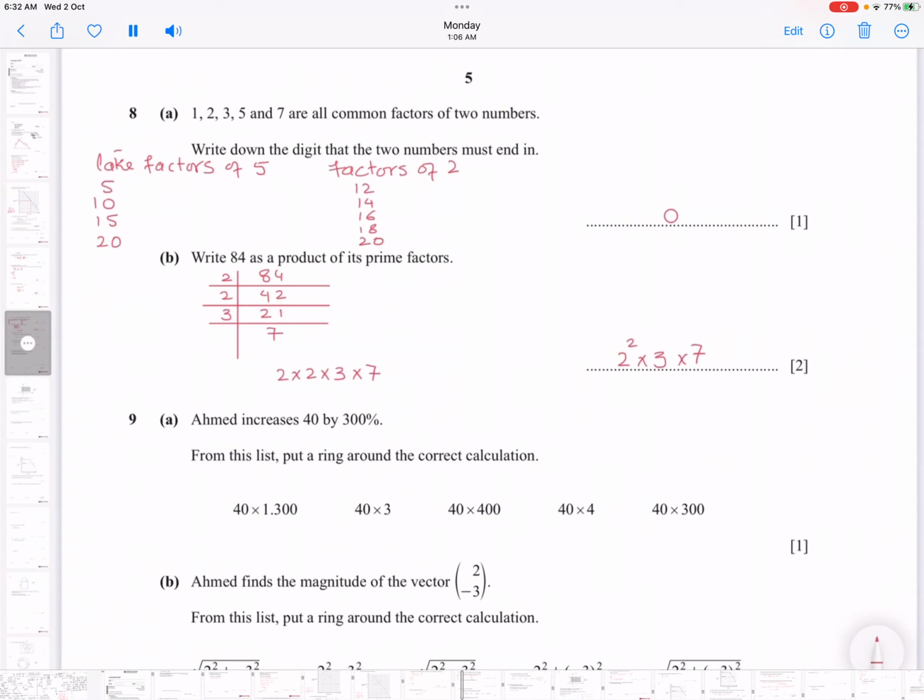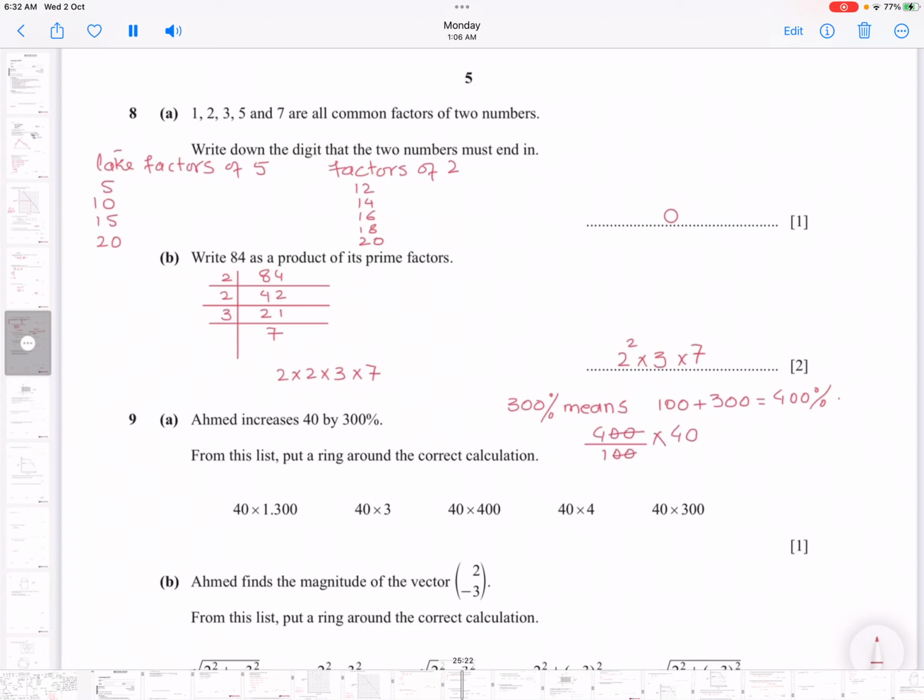Question 9a. Ahmad increases 40 by 300%. From this list, put a ring around the correct calculation. So increase means you have to add 300 to 100. So this is 400. So 400% of 40 makes 160. So only 40 times 4 makes 160, so make a ring around it.